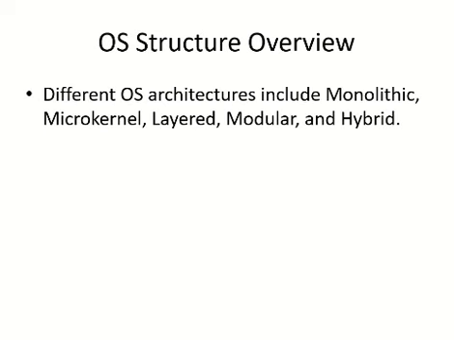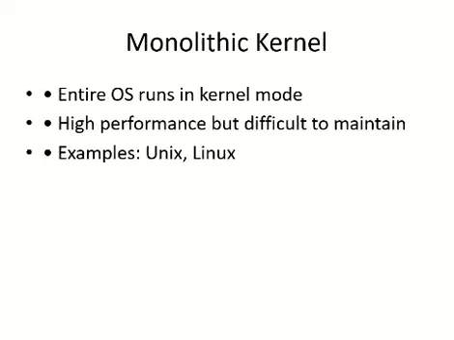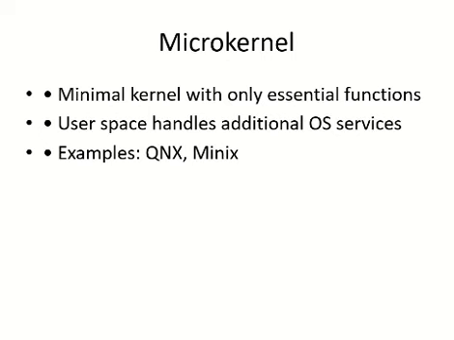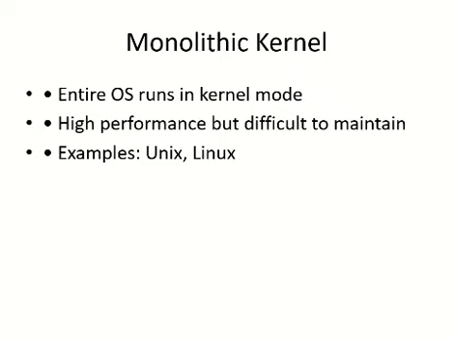OS structure means different OS architectures, including monolithic, microkernel, layered, modular and hybrid. These are the 5 types of OS. Now let me explain the 5 types of OS, starting with monolithic.